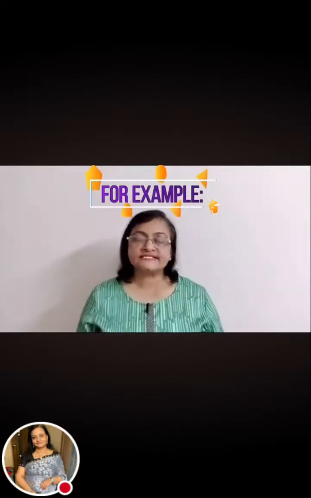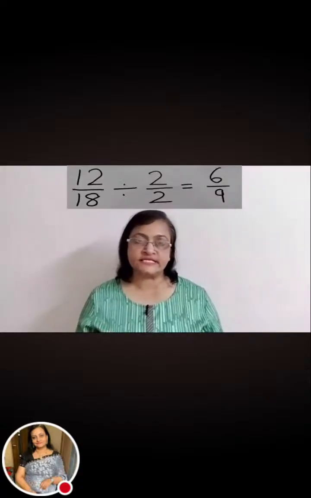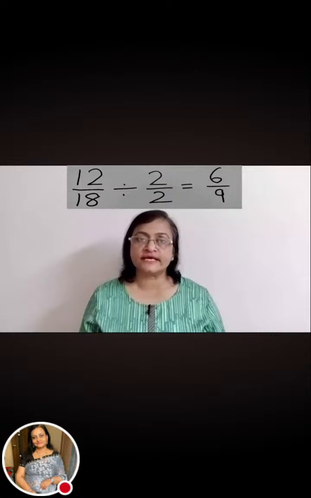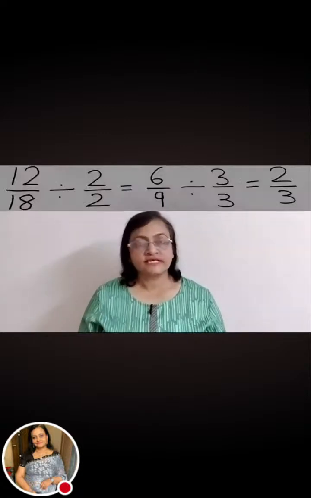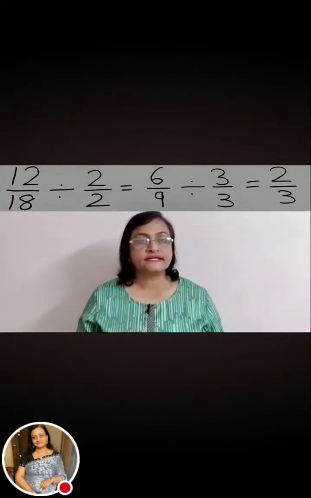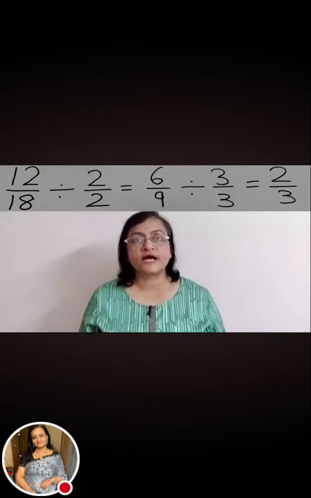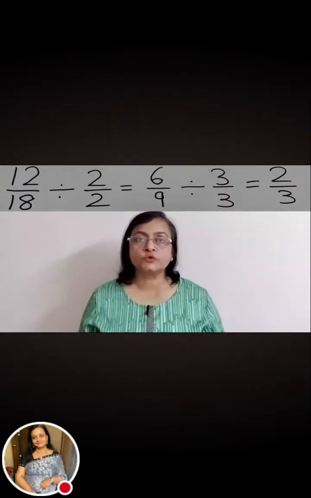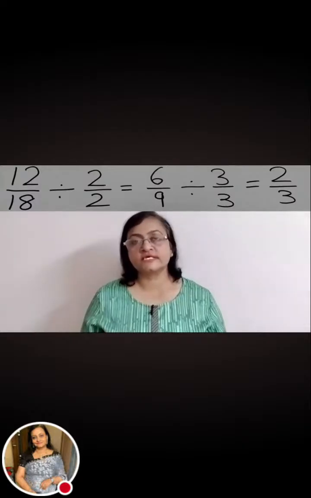For example, let's take 12 by 18. 12 by 18 will be divided by 2 upon 2. We will divide 12 by 2 and 18 also by 2. And as a result, we will get 6 by 9. Now, 6 by 9 will be divided by 3 because 9 is an odd number and it cannot be divided by 2. So, we will divide it by 3. So, 6 by 9 divided by 3 by 3 will be equal to 2 by 3. And because 2 and 3 cannot be divided by any common factor, 2 by 3 is the lowest term of the fraction 12 by 18.